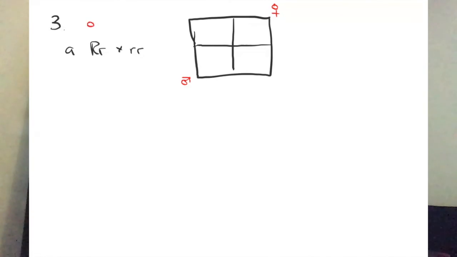And for now, I'll just say the first one is female and the second one is male. Again, doesn't really matter. So the female alleles here can be capital R and little r. When we do meiosis, one of the daughter cells will get the capital R, and one of the daughter cells will get the little r. So I have 2 possible gametes coming from the female.